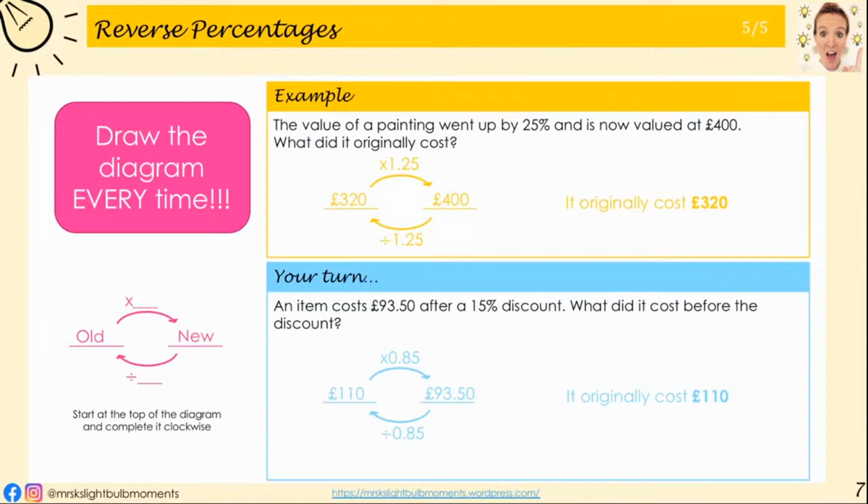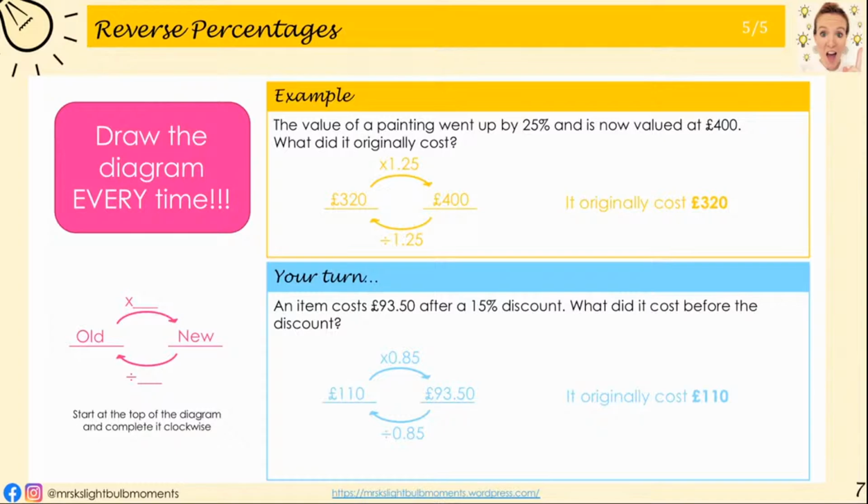It originally cost £110. Now I would say, if you tend to get these ones wrong in an exam, then this diagram, I know I'm banging on about it, but it really does help, because so often people tend to divide by the wrong thing. They'll divide by 25%, or in that decrease one, they'll divide by 15%, and it gets confusing. Whereas I think if you've done the diagram, you can see how it works every time.